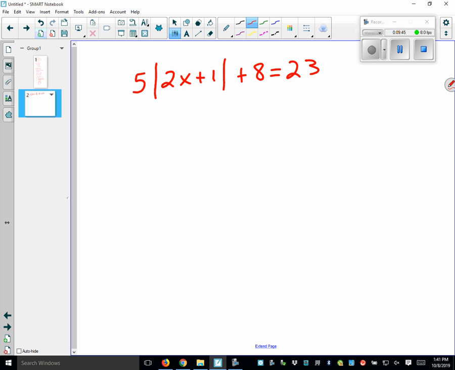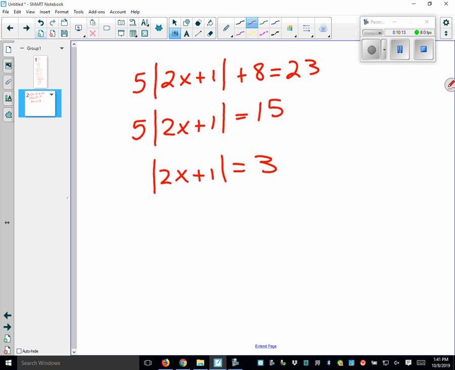Do you remember that I have to get the absolute value by itself? How? Subtract 8 and divide by 5. So 5 times the absolute value of 2x plus 1 equals 15. The absolute value of 2x plus 1 equals 3.